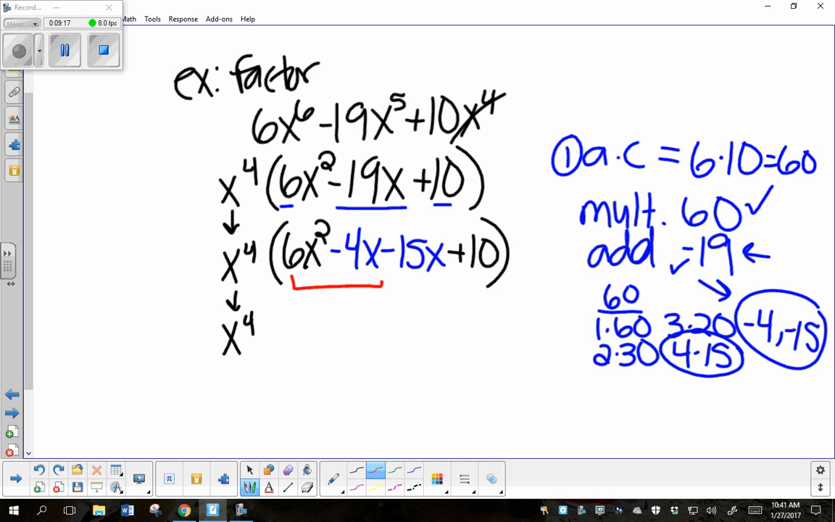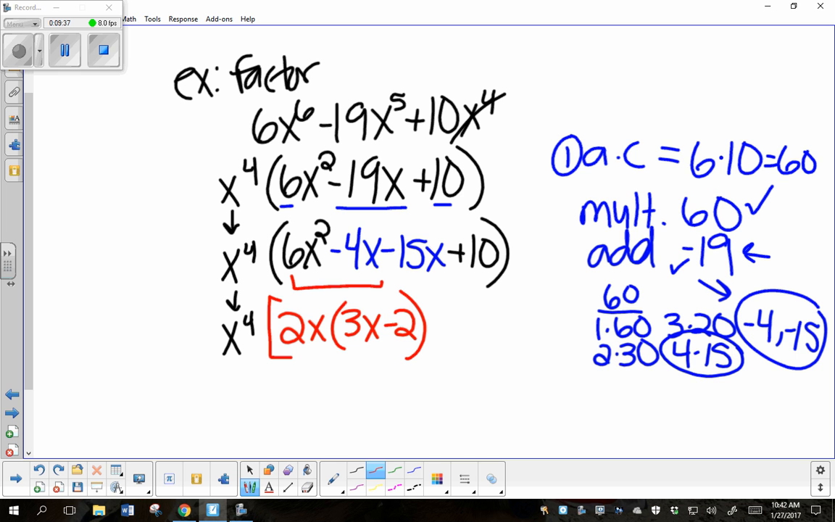Out of these first two, I think I can pull out a 2x. Now I'm going to open up a bracket here because I'm going to have lots of parentheses going on. So I'm pulling out a 2x and I'm left with 3x minus 2.